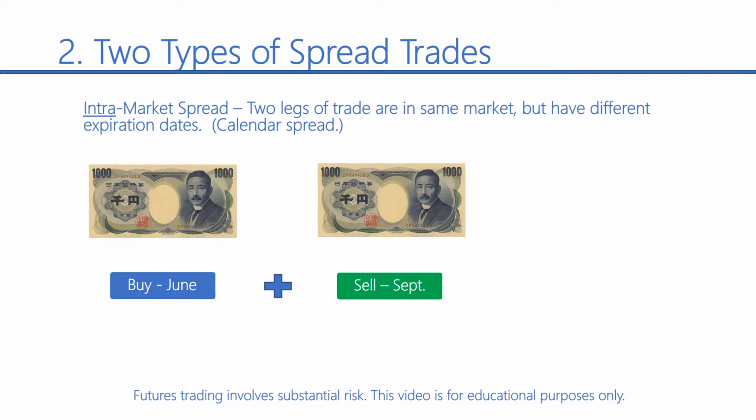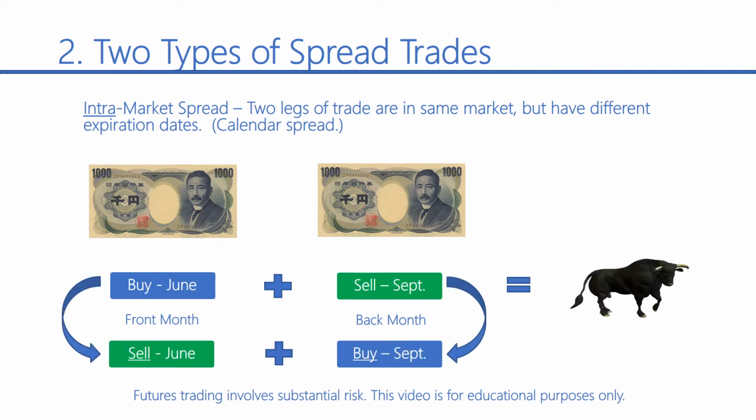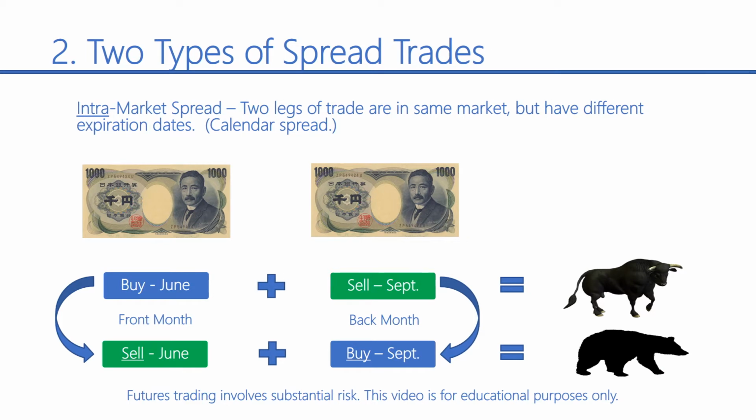The earlier month is referred to as the front month, and later the back month. If you are buying the front month and selling the back month, that's called a bull spread. If we reverse this, selling the front month and buying the back month, we have a bear spread.